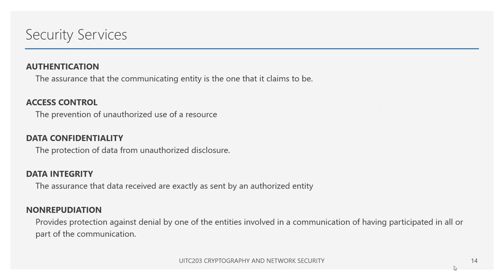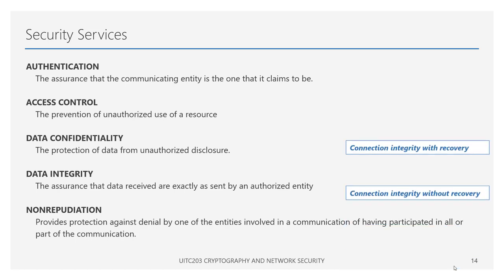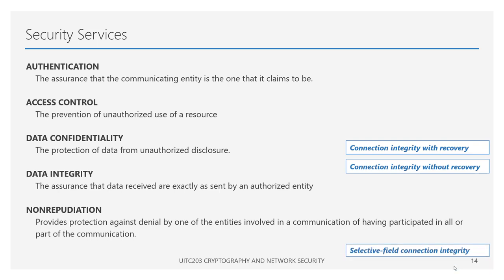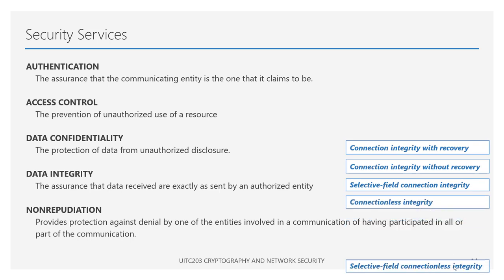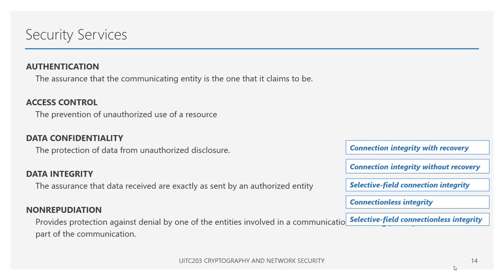Data integrity assures that the data received at the destination is the same as sent by an authorized entity. It also ensures that no modification, insertion, deletion, or replay is done over the message. Data integrity has five subdivisions, namely connection integrity with recovery, connection integrity without recovery, selective field connection integrity, connectionless integrity, and selective field connectionless integrity.